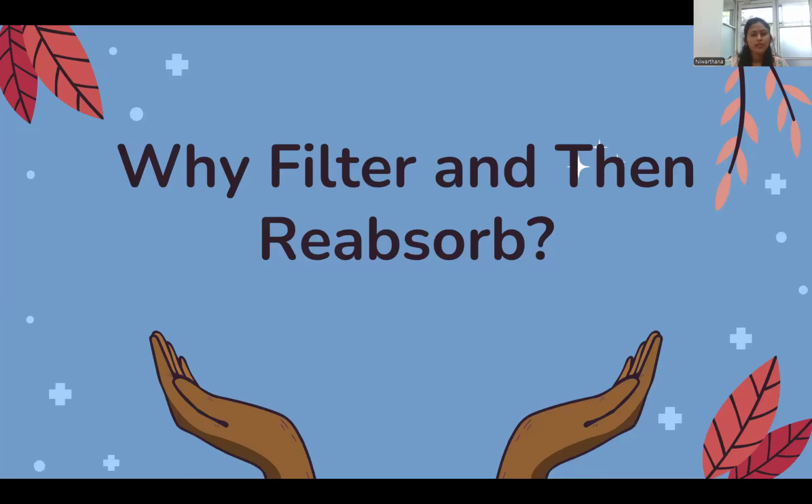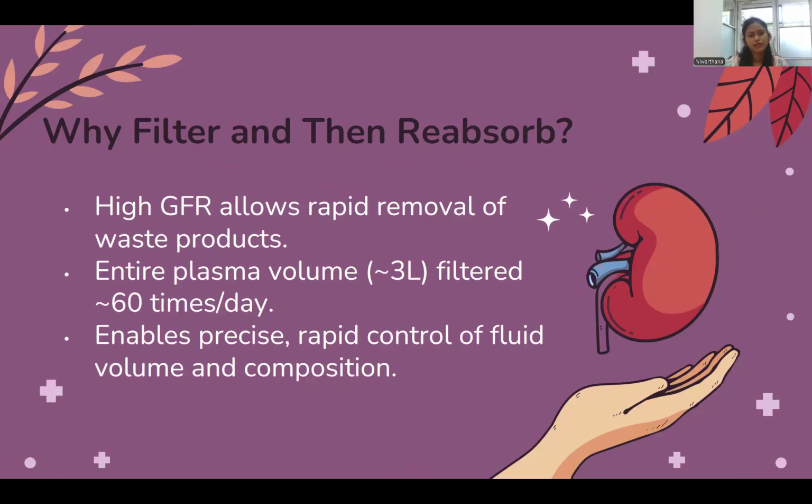So why do we filter and then reabsorb? Why can't we reabsorb and then filter? Basically there are two main reasons. At the glomerulus, there is a high glomerular filtration rate, so it allows rapid removal of waste products. And the entire plasma is about 3 liters and it is filtered about 60 times per day. So this enables precise, rapid control of fluid volume and composition. Okay.